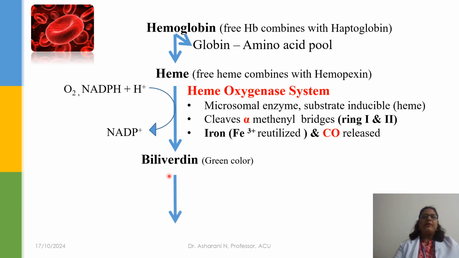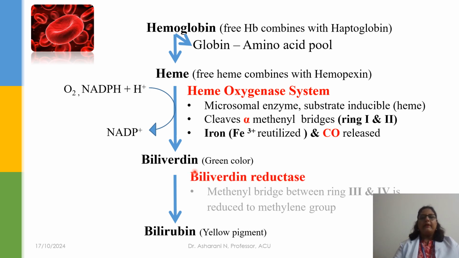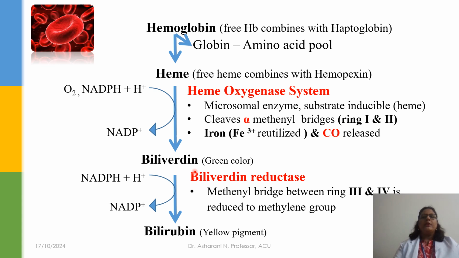Now this biliverdin is acted upon by one more important enzyme, that is biliverdin reductase, to convert it to a yellow pigment, that is bilirubin. Biliverdin reductase requires NADPH for its action. It cleaves the methene bridge between ring 3 and 4. So this is how hemoglobin is converted to unconjugated bilirubin in RE cells.